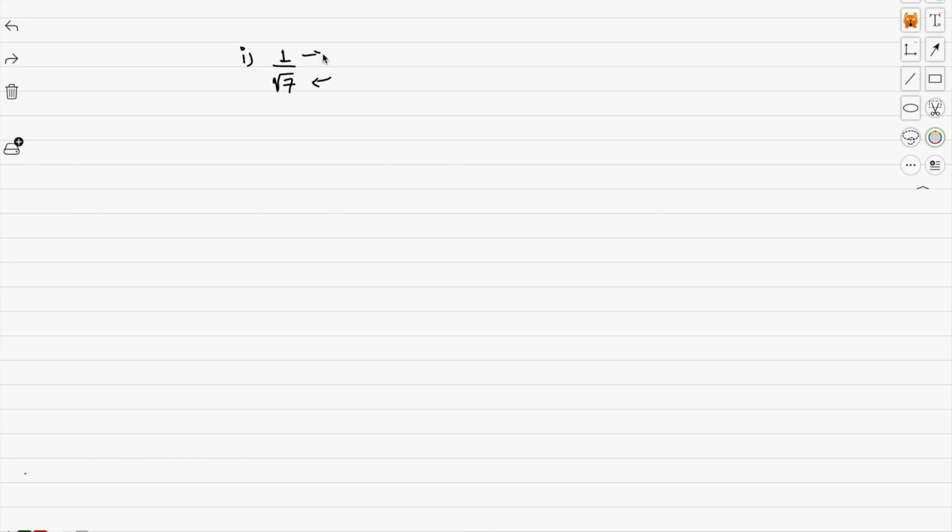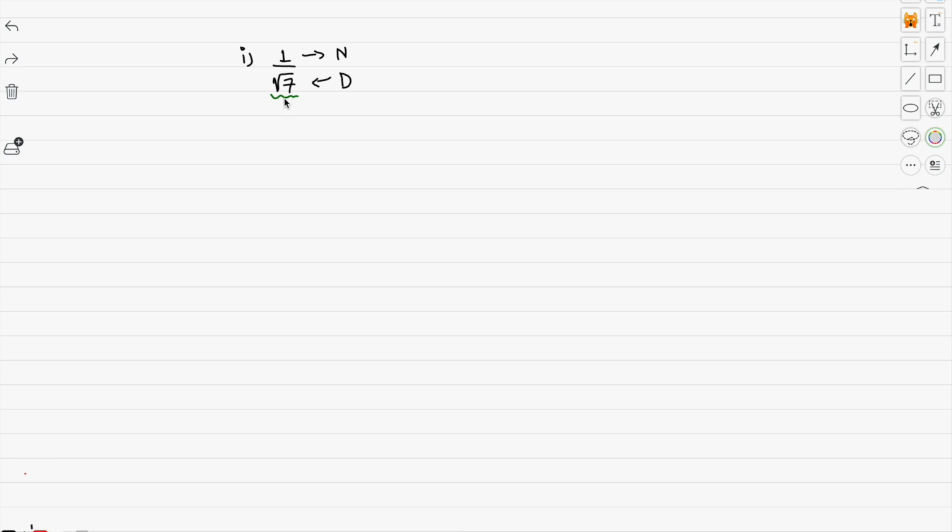And this upper part of our fraction is called numerator. So the lower part is denominator, the upper part is numerator. What we need to do is rationalize this denominator. By rationalize, what we mean is we need to remove this radical sign or this square root. If we can remove that square root symbol, then we have rationalized the denominator.